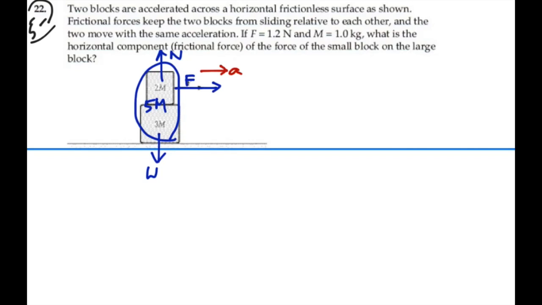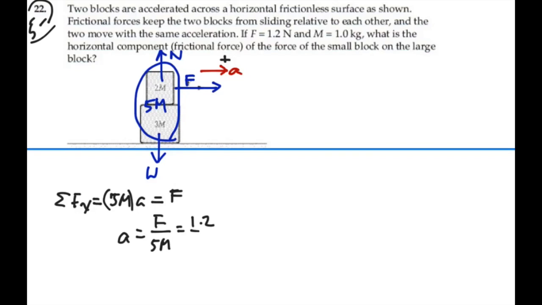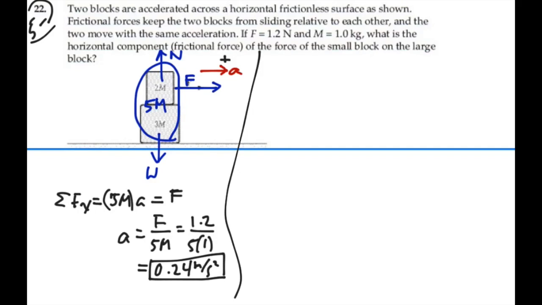So if we were to set up Newton's second law based on this free body diagram, summation of all the forces in the x direction would be equal to the total mass, 5m, times a, and that's equal to the net force in the direction of positive acceleration. That simply is just F. So the acceleration is going to equal F divided by 5m, which will be 1.2 divided by 5 times 1 kilogram, or 0.24 meters per second squared. Alright, so that's the acceleration of our system.